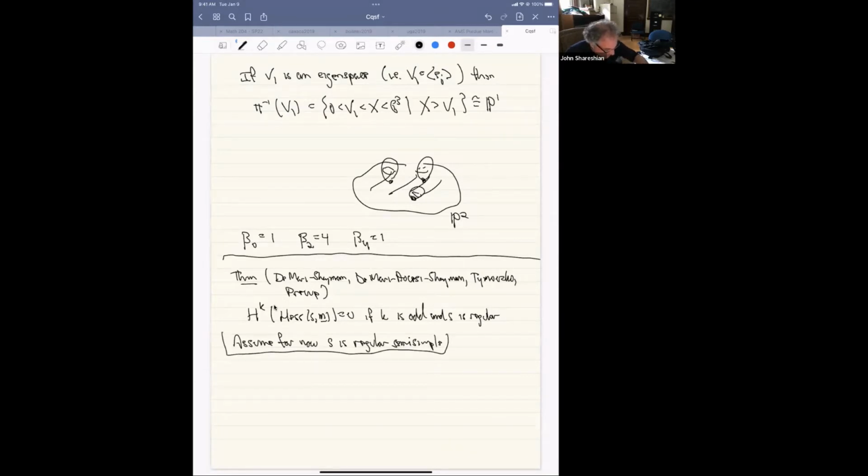The theorems of Tomachko and Prekop apply in much more general situations. This is still true, so the cohomology is concentrated in even dimensions like it was here. Okay.